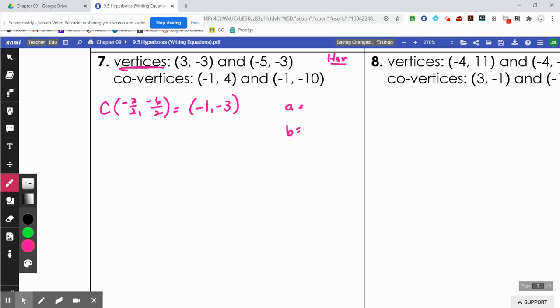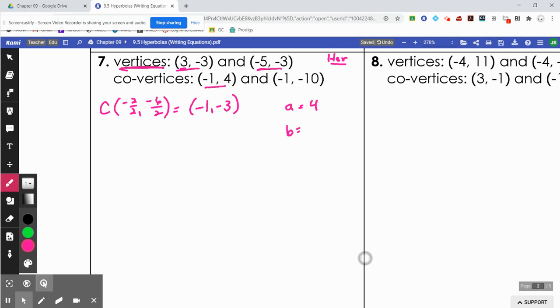The distance between the vertices is going to be, again, the length of the transverse axis. Half of that is your A value. So let's find this distance and then take half of it. The distance from 3, -3 to -5, -3, just worry about the 3 and -5. That distance is 8. So therefore, my A has a value of 4.